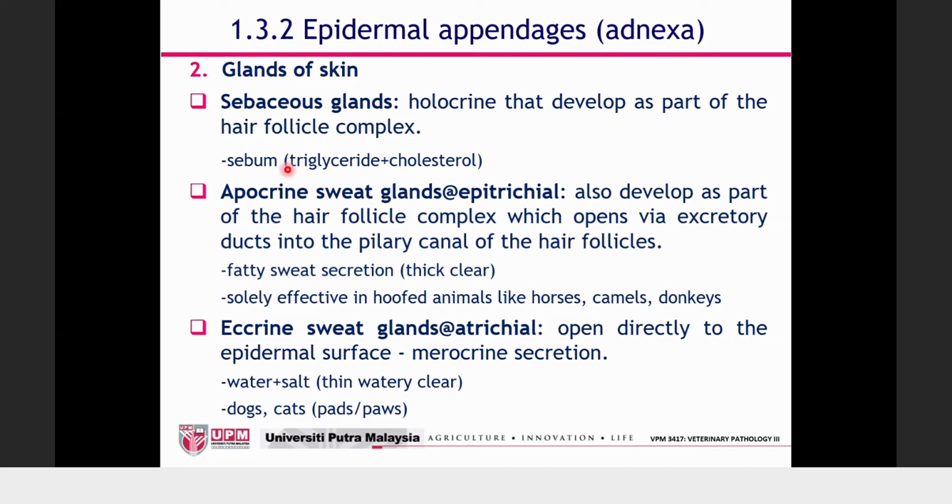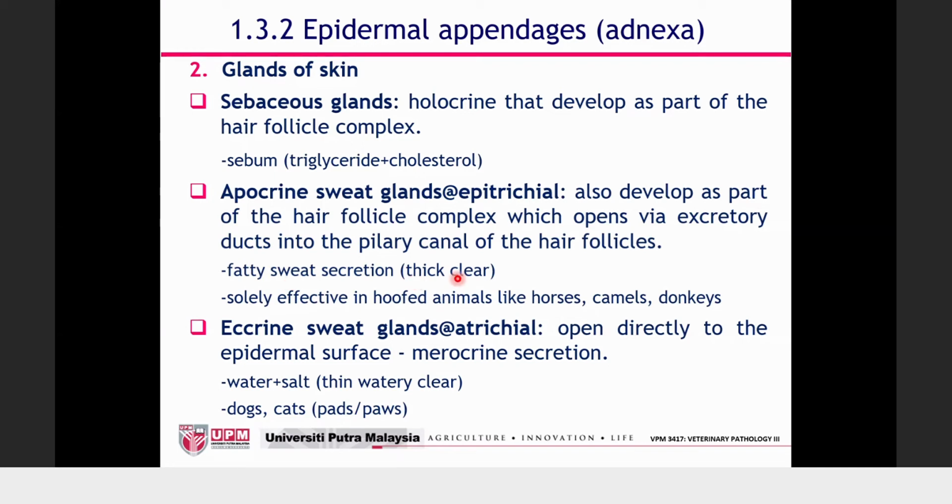And then you have the apocrine sweat glands, or the epitrichial glands. These also develop as part of the hair follicle complex, which open via excretory ducts into the pilary canal of the hair follicle. What they secrete is a fatty sweat secretion, which is usually very thick but clear in color.